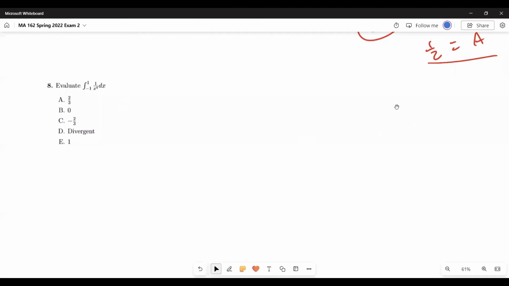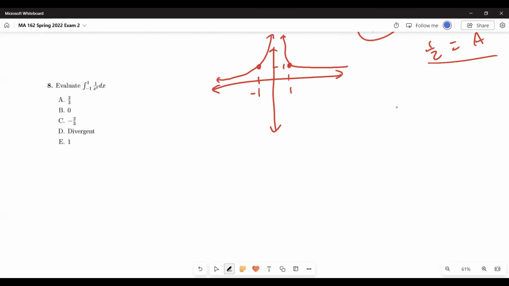Okay, so this question has us evaluate the integral from negative 1 to 1 of 1 over x to the fourth power dx. An easy way to do this question is to draw the equation, 1 over x to the fourth power. If you plug in negative 1, it's just 1. And if you plug in 1, it's also 1. And in between values, it goes all the way up to infinity.